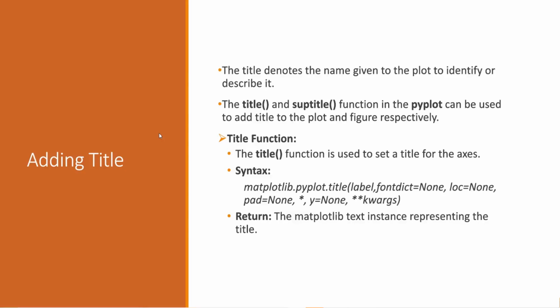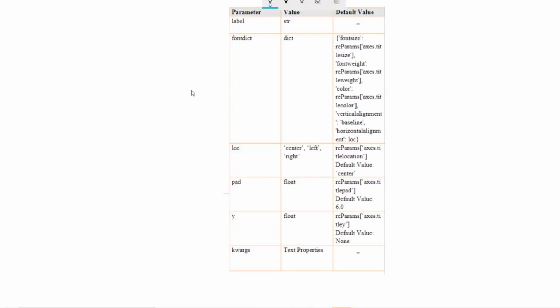The title function is used to set the title for the axis, or we can say the title for the specific plot. The syntax is matplotlib.pyplot.title. The following are the parameters. First is label, which takes the value in string format and represents the text which we want to present as a title. The next one is fontdict, which takes the value in dictionary format, and it is used to change the appearance of the title text.